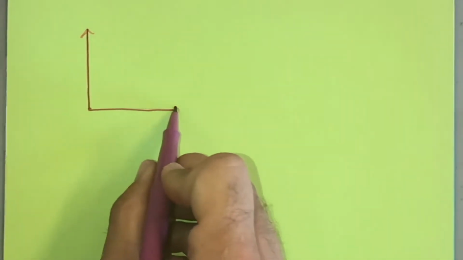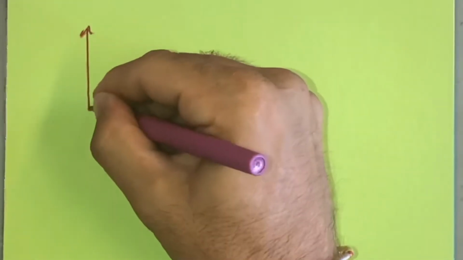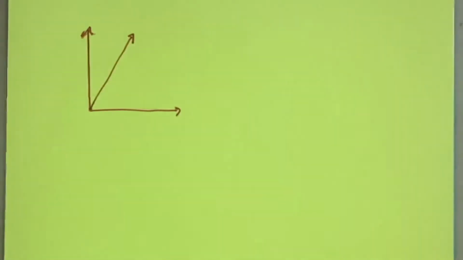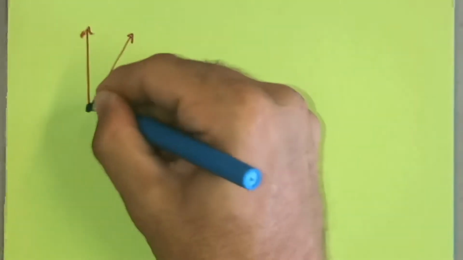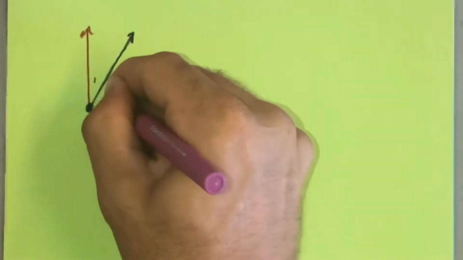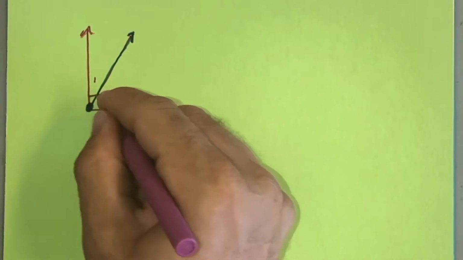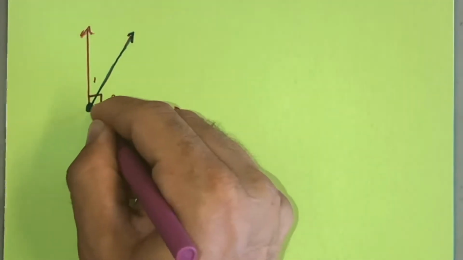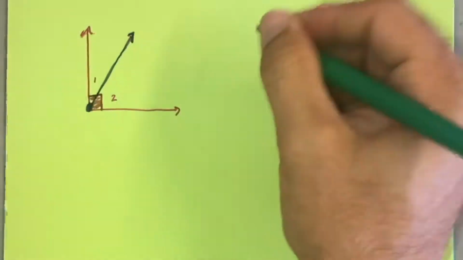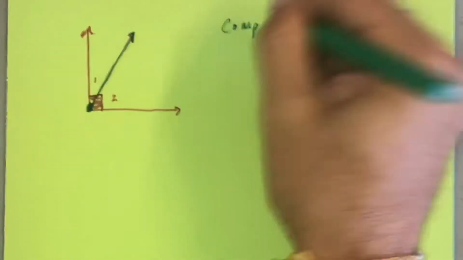A pair of angles that are adjacent, right? And they're adjacent because they share a common vertex and a common side. Let's call them angles 1 and 2. And let's also make both these angles equal to 90 degrees. And by doing this, I've made this pair of angles complementary.